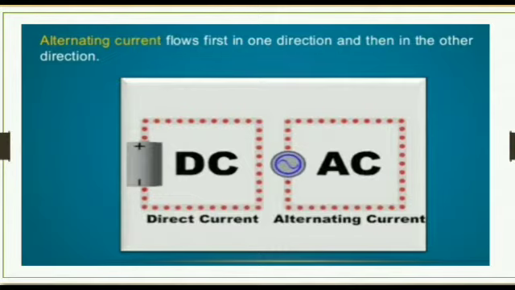Now come to the difference between AC and DC. The alternating current flows first in one direction and then in the other direction. See, we are taking a battery. The battery delivers direct current, DC, of almost 0.5 volt. But this alternating current flows in one direction and then in the opposite direction.